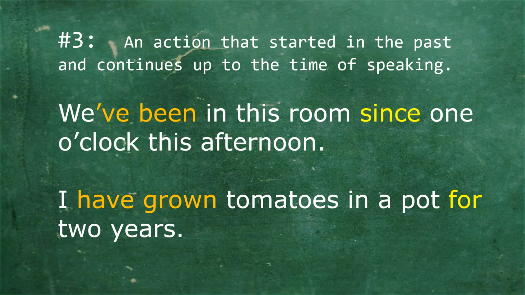So in the first sentence, you've been in this room since 1 o'clock this afternoon and until now. Or for example, now is 6 p.m. So you're still in that same room. So that's in the present perfect. Or in sample number 2, I have grown tomatoes in a pot for 2 years. So 2 years ago you started growing tomatoes in a pot, and until now you still do it. So it's like a habit. So this applies also to situation number 3. The present perfect is used for action that started in the past and continues up to the time of speaking.